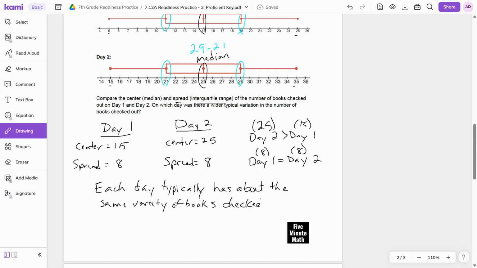So let's put this out, checked out, because, let's put our justification here, they have identical IQRs. All right, so that's going to work for us there.